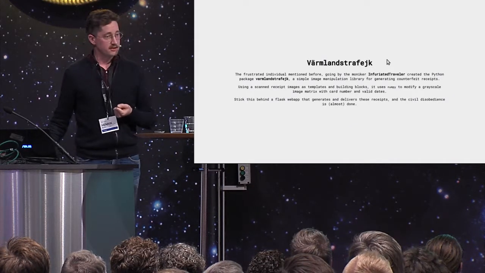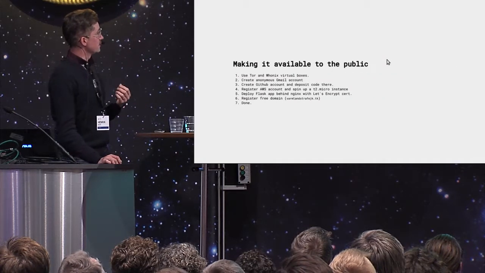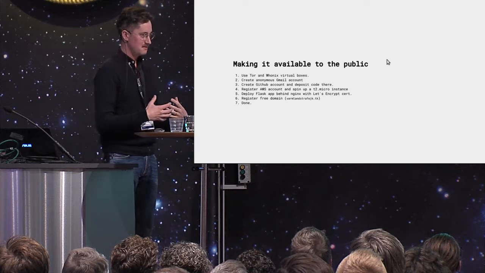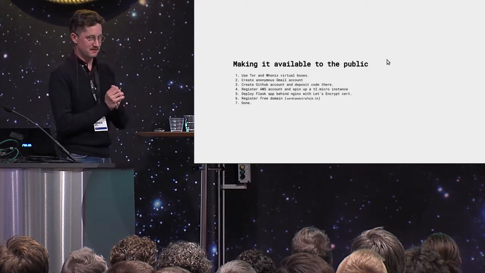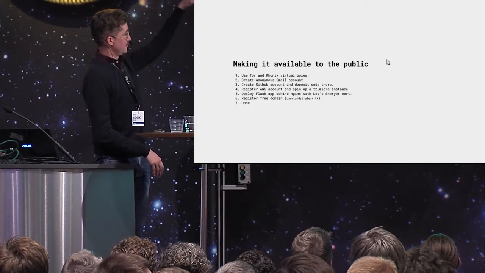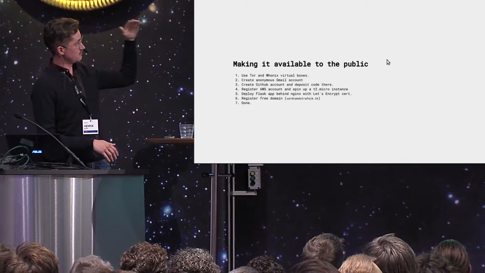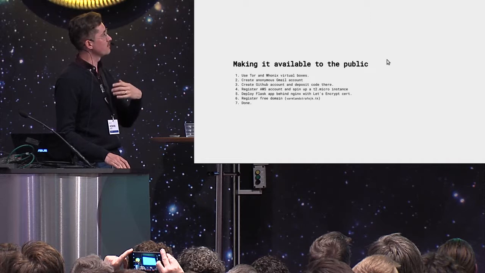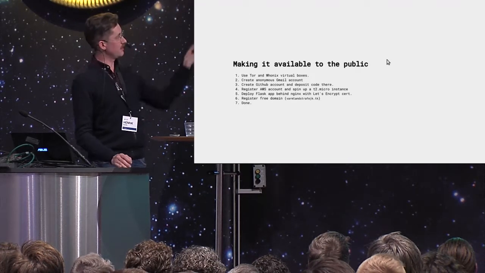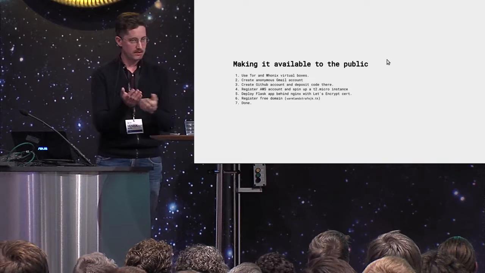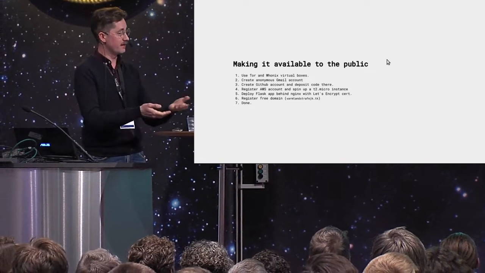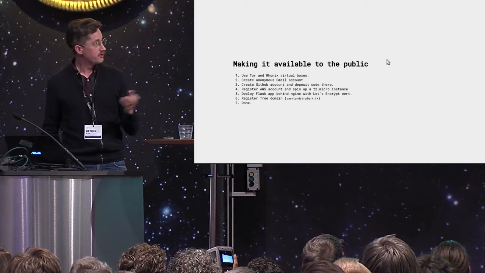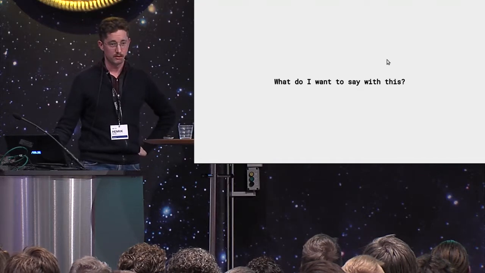And as such, the civil disobedience is almost done. You have to deliver this to the public as well. So using Tor and Unix virtual boxes to maintain an invisible front, he created an anonymous Gmail account and a GitHub account where he deposited the code so he could deploy it from there. Registered an AWS account and spun up a T2 micro instance. Deployed the Flask app there with a Let's Encrypt certificate, registered a free domain, and you're done. So what do I want to say with this?